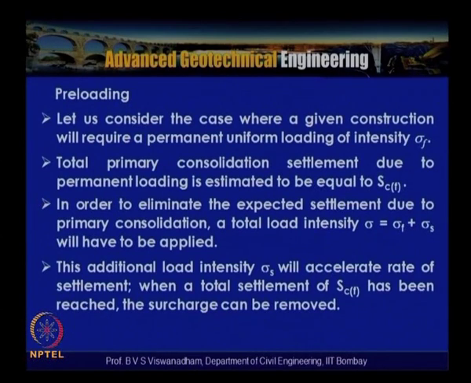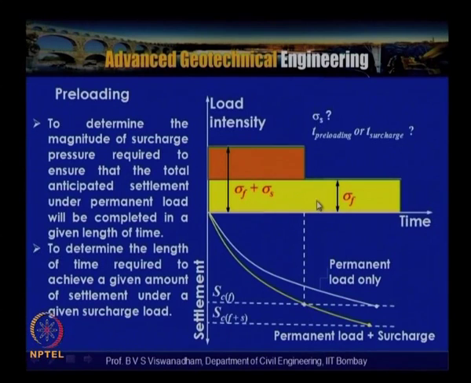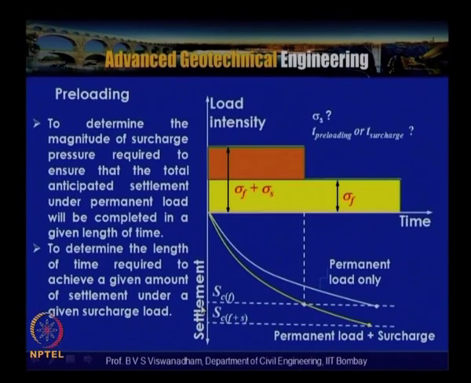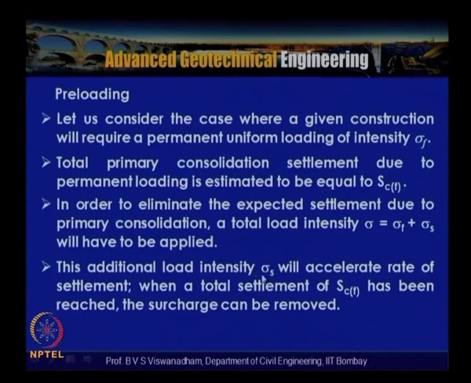So let us consider a case where a given construction will require a permanent uniform loading intensity of sigma f. Then the total primary consolidation settlement due to permanent loading is estimated to be equal to SCF. In order to eliminate the expected settlement due to primary consolidation, a total load intensity of sigma f plus sigma s will have to be applied. So the additional load intensity sigma s will accelerate the rate of settlement, and when a total settlement of SCF has been reached, the surcharge can be removed.